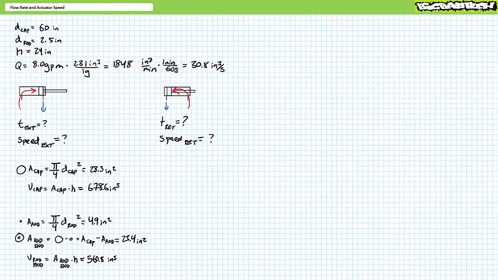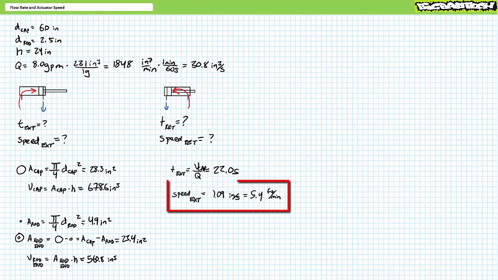Extension necessitates liquid completely fill the fully cylindrical cap end. Extension time is the volume of the cap end divided by the flow rate. This yields an extension time of roughly 22 seconds. The rod moved 24 inches in 22 seconds, or around 1.1 inches per second. This corresponds to a speed of roughly 5.4 feet per minute.